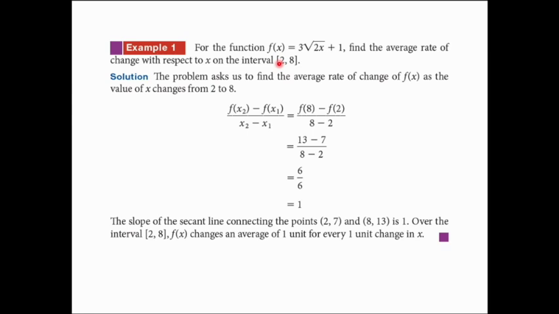So to find the average rate of change, using this formula, we need to find the value of the function at 8 minus the value of the function at 2. That's the change in y, and then we're dividing by the change in x, which is 8 minus 2. When we work out all of that arithmetic using order of operations, we get that the average rate of change is 1. This means that the secant line that passes through x equals 2 and x equals 8 on this function has a slope of 1.